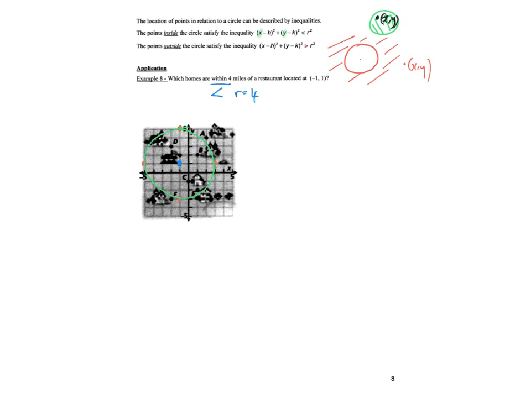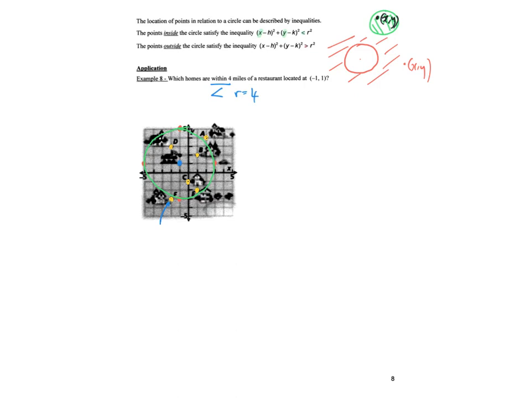So we want to know which of the 6 houses A, B, C, D, E, and F lie inside this circle, right? Those are the ones that will be within 4 miles of the restaurant at -1, 1. Now, we can eyeball to get a feeling for which we think might be, but F is giving me some pause for concern, because what if my circle has just been drawn really badly and F maybe is supposed to be inside the circle?